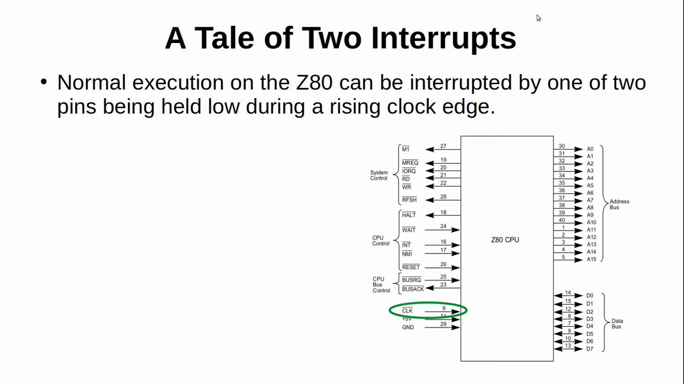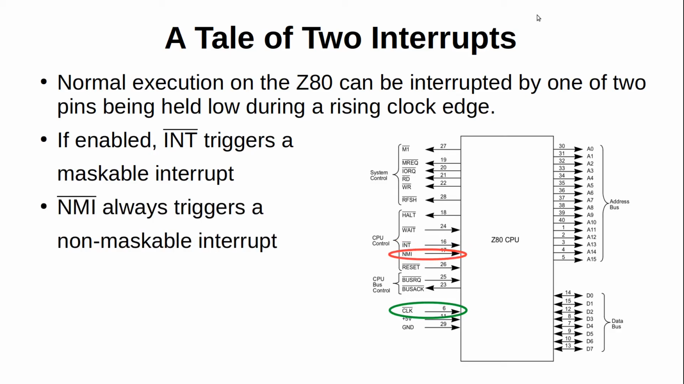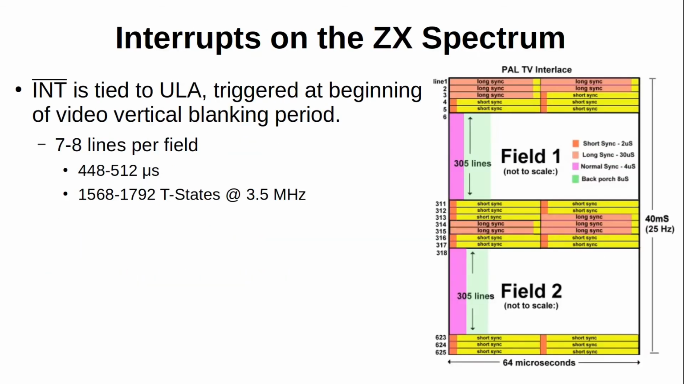The Z80, like the 6502, has two kinds of interrupts, each triggered by pulling a particular pin low during a rising edge of the CPU clock. The INT pin will trigger a maskable interrupt, while the NMI pin will trigger a non-maskable interrupt. The NMI has a higher priority, which means that an NMI can interrupt the handling of a maskable interrupt, but not vice versa. On the original ZX Spectrum, the only device in the system tied to the INT pin is the ULA, which will trigger an interrupt at the beginning of the video signal's vertical blanking period.